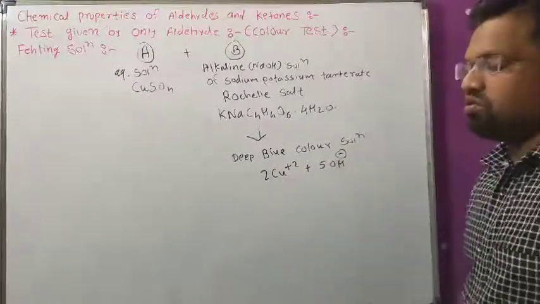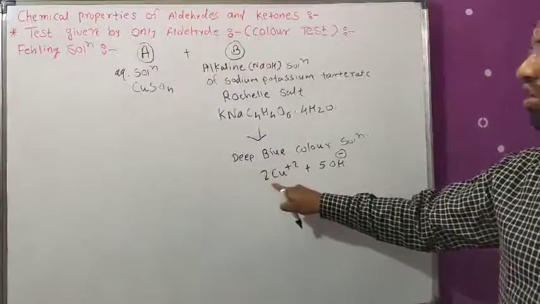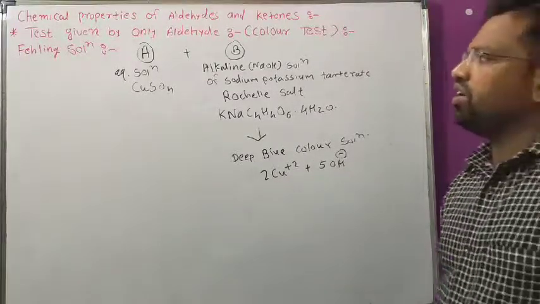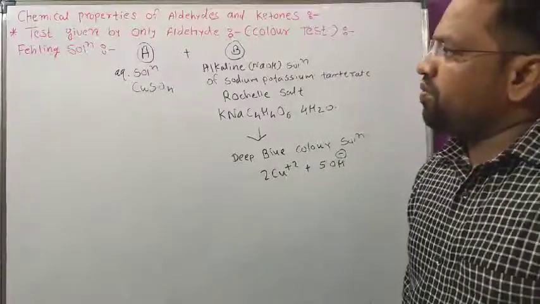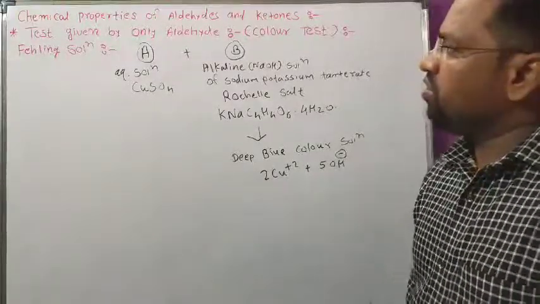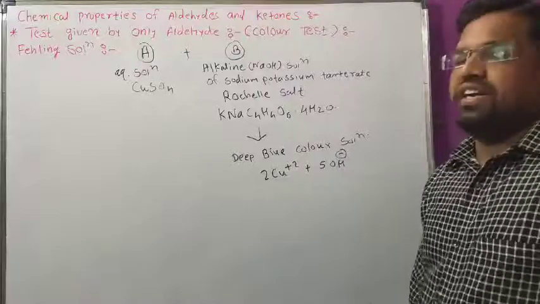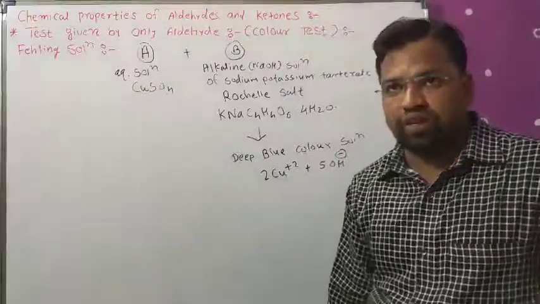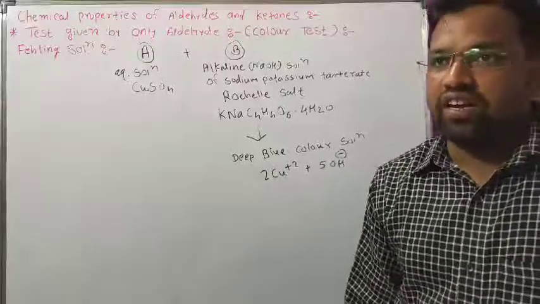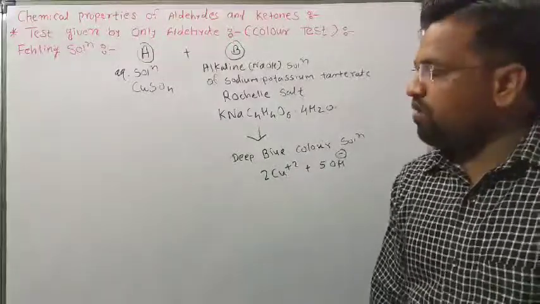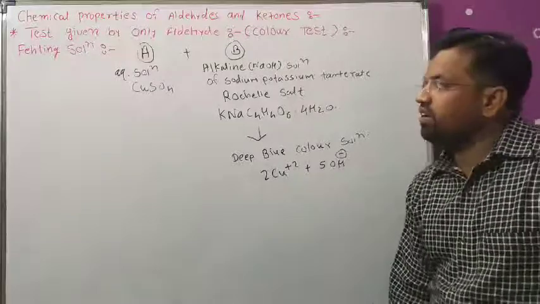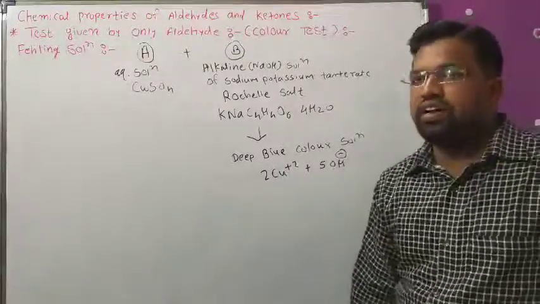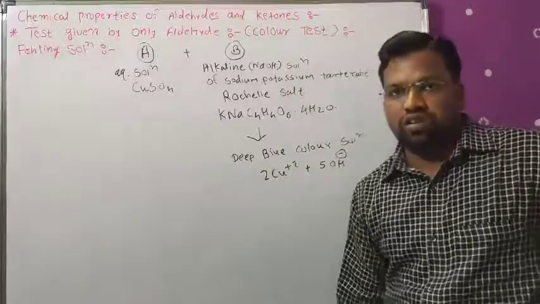Now the Fehling solution is indicated by the formula 2Cu²⁺ + 5OH⁻. Now see here, this is the formation of Fehling solution. Let me state it once more: Fehling solution is the mixture of solution A and solution B, in which solution A consists of an aqueous solution of copper sulfate and solution B consists of an alkaline solution of sodium potassium tartrate, which is also called Rochelle salt.